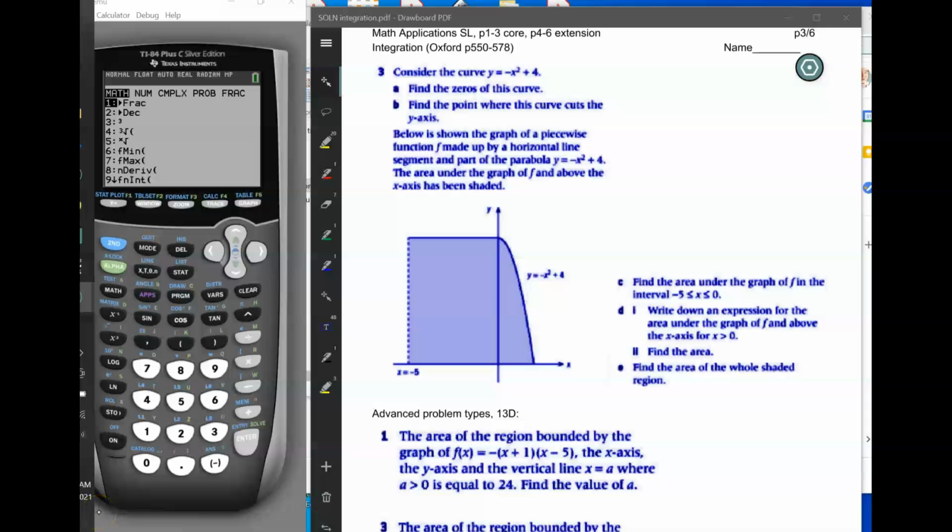Okay, page 3 of integration. This is kind of an interesting page because the first half of it is for core, so that means everybody should do the first half of this.